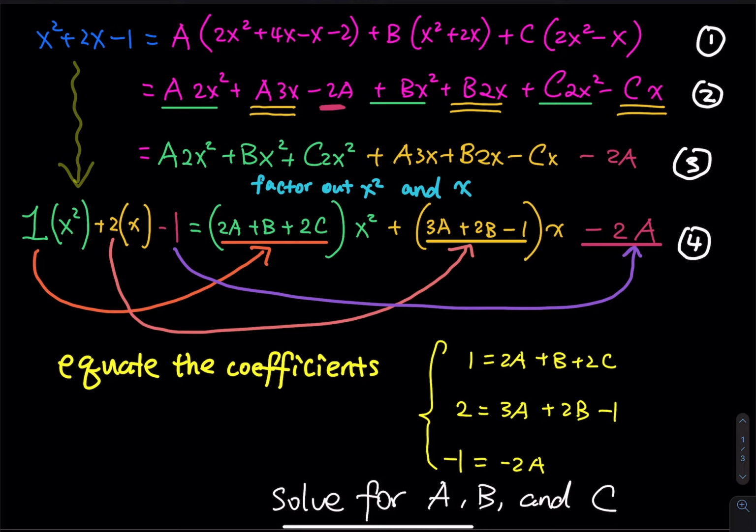Solving for a, b, and c, this system is not that hard, so you take care of the third line first. So -1 is equal to -2a, so a is equal to 1/2, right? And then you plug in a equals 1/2 to the previous two lines. That will simplify the system a little bit, and then you either solve for a or you solve for b.